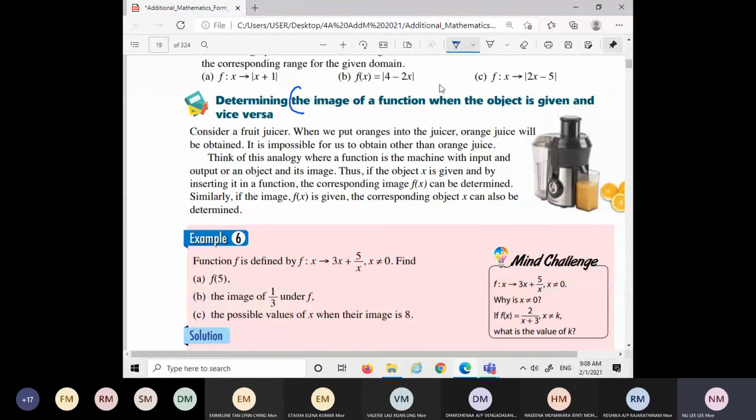The image of functions when the object is given. Write the today index as this. So you have an object and the image. I hope you are clear what is object and what is image. If you read through this paragraph about a food juicer, you will know that the input is the object and then the output is the image.